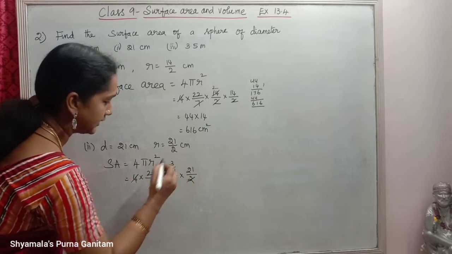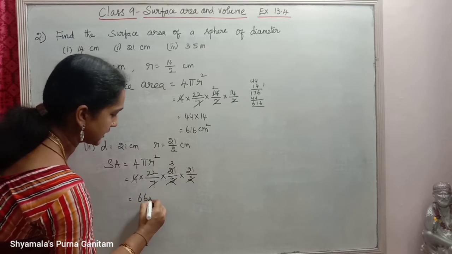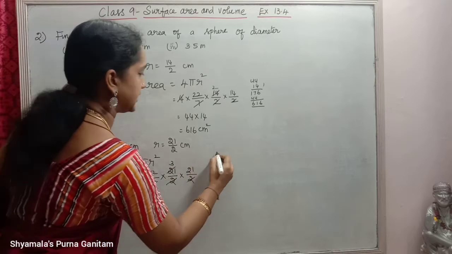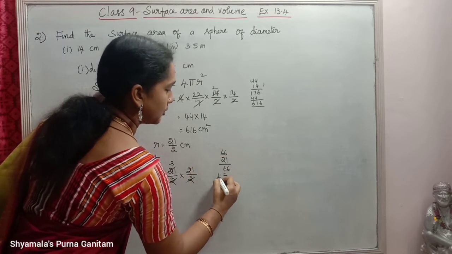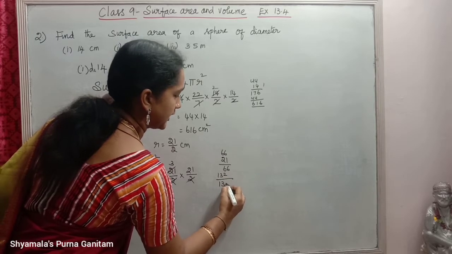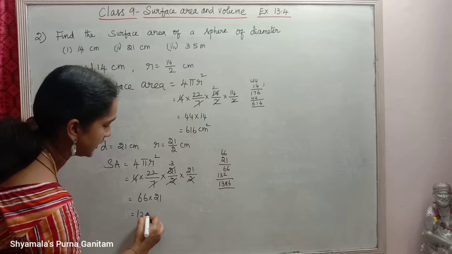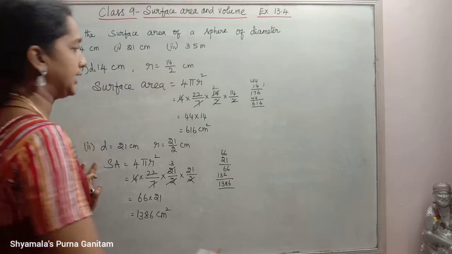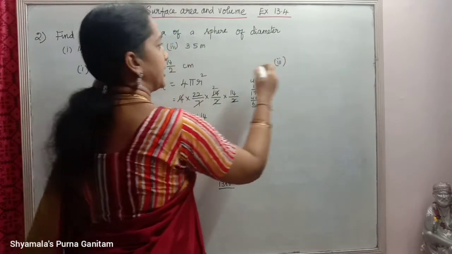7 3s are 21. So 22 into 3 is 66 into 21. So 66 into 21 is 1386. So this is equal to 1386 centimeter square. Okay. Then the third one is 3.5 meter.